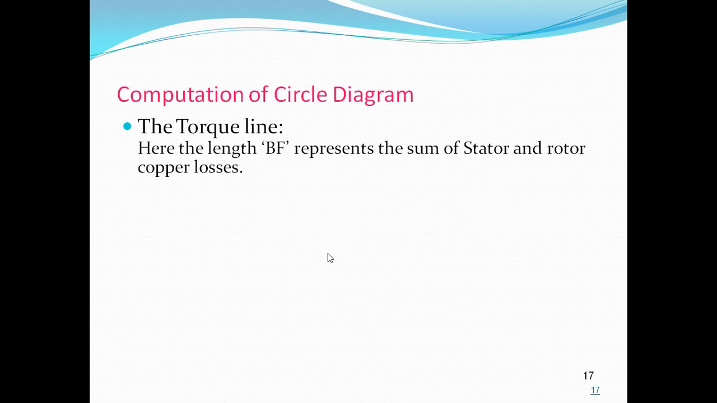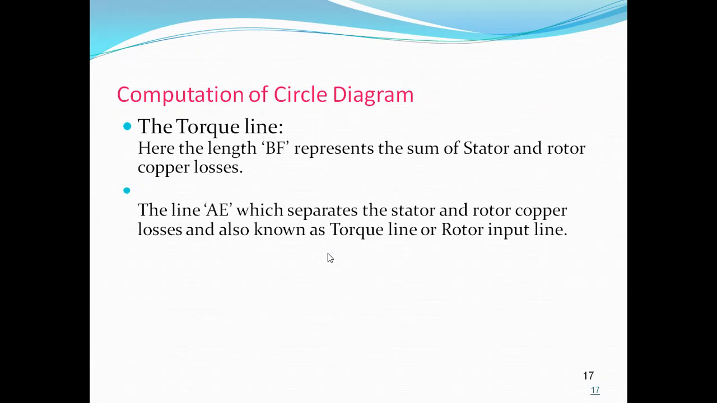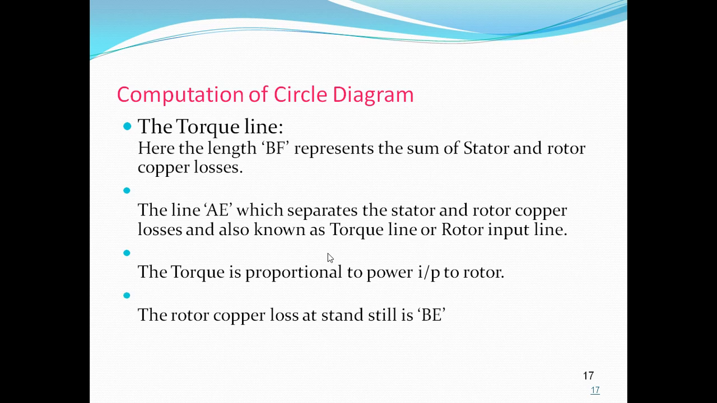BF gives the sum of stator copper losses and rotor copper losses. AE represents the stator and rotor losses also, but this is known as the torque line. AE is the torque line, BF represents stator copper losses and rotor copper losses. The torque is proportional to power input to the rotor.